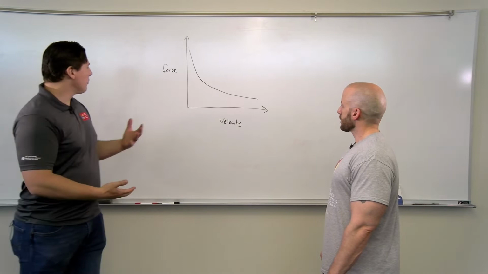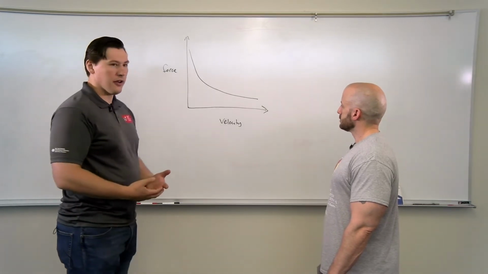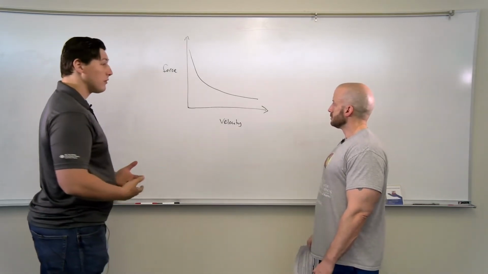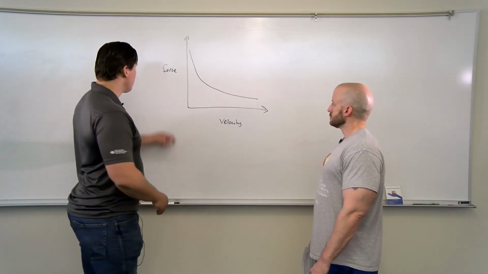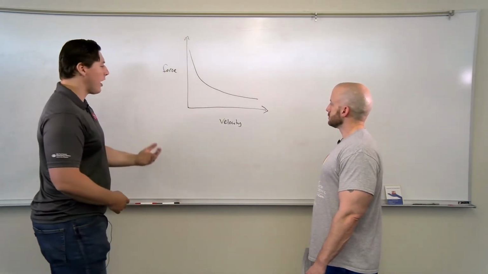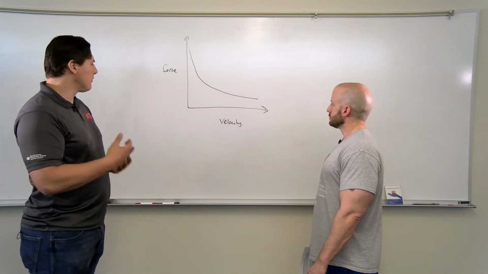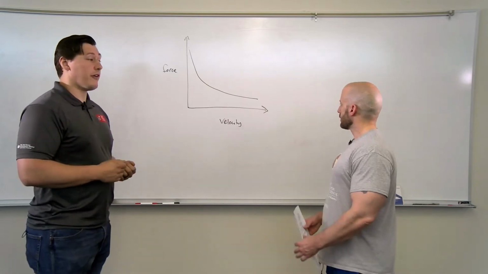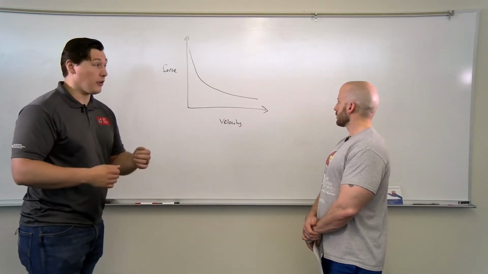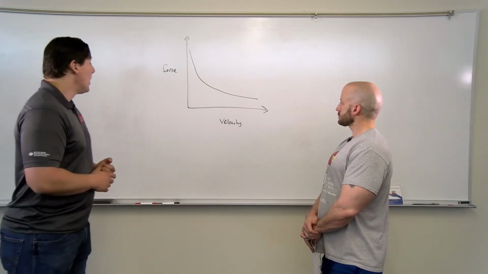So I like to think about the high force end as heavy loads. Like if we're doing, say, a 1 RM squat or a 1 RM deadlift, we tend to be on the higher force end. Whereas the higher velocity end is things that maybe don't have as much external load, but you're moving very fast. So a jump squat or a sprint or something like that.